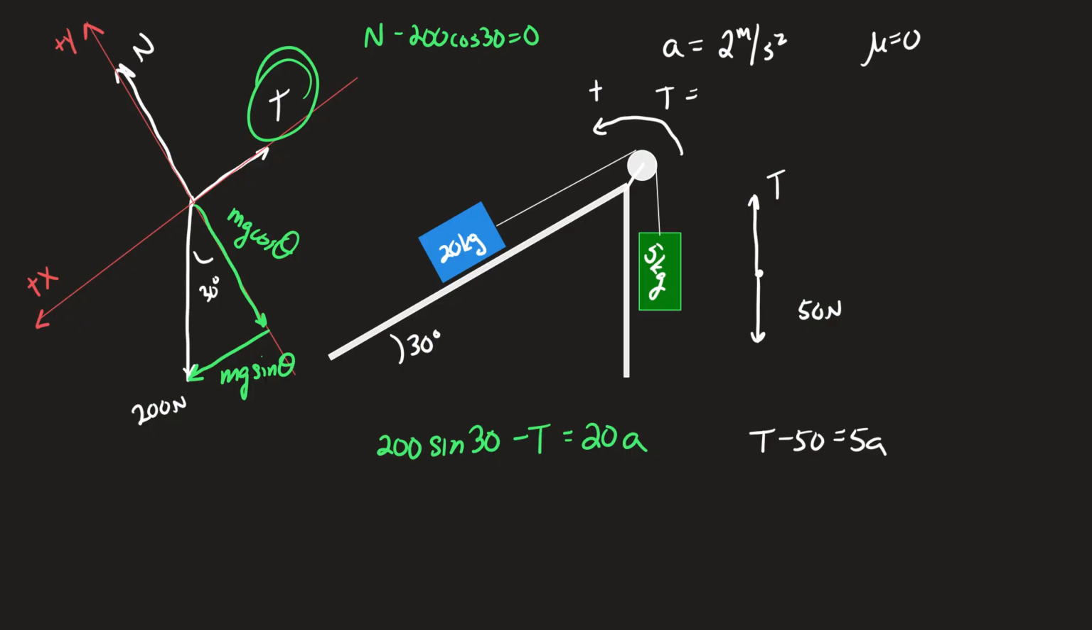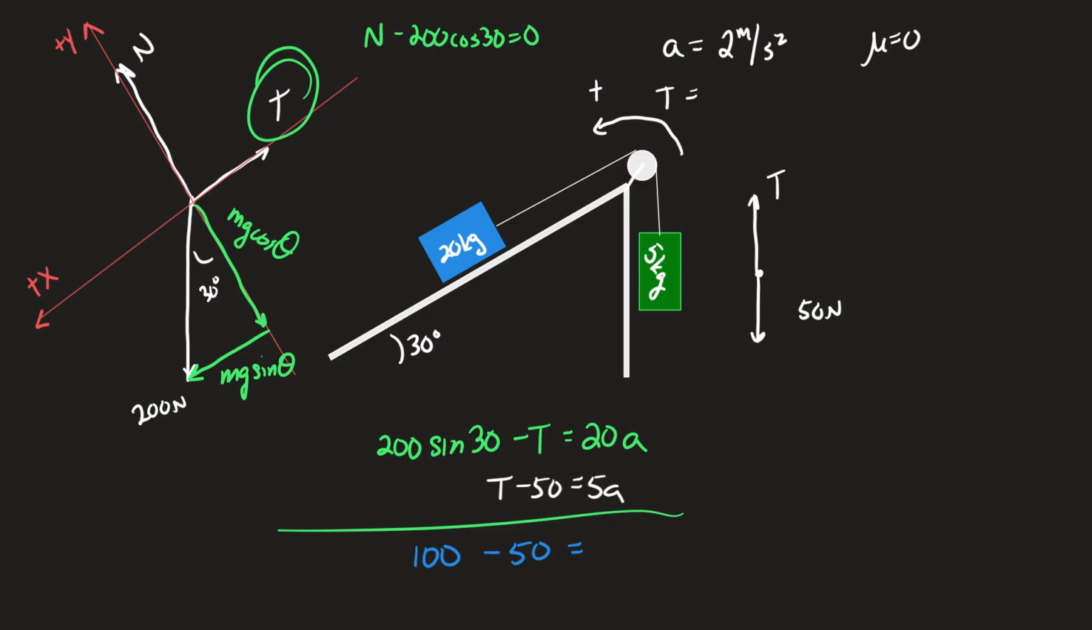Now, we have our two things. And I chose sine of 30 because it's a half. So if we add these together, again, do you see the T's cancel out? So 200 sine 30, that's 100. Minus 50 equals 20 plus 5 times A.